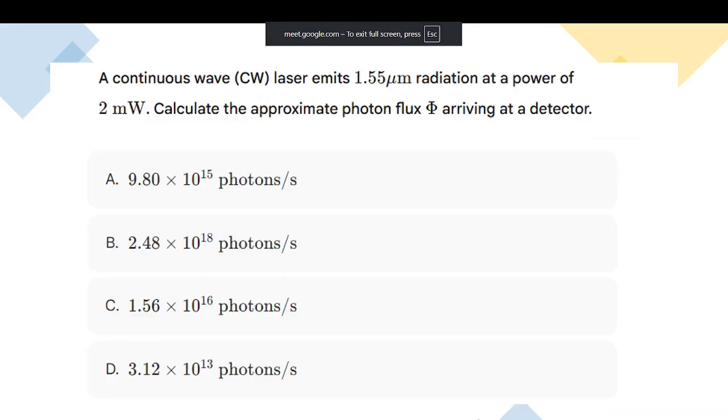Okay, so let's discuss the question answers. A continuous wave, CW, laser emits 1.55 micrometer radiation at a power of 2 milliwatt. Calculate the approximate photon flux arriving at a detector. Could you try to calculate it?